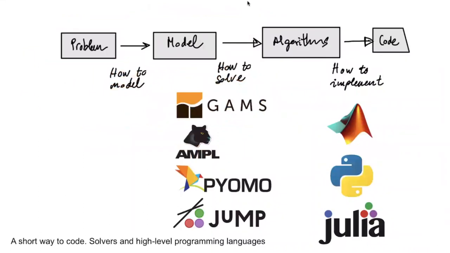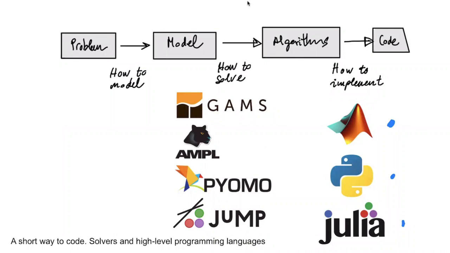So in the last part, let's imagine that you already have your model. How can you solve it? You can typically use general purpose languages, like for example MATLAB, Python, maybe the Julia language. You can use those languages to implement algorithms, and of course you will be solving your problem, or your model, at the end.